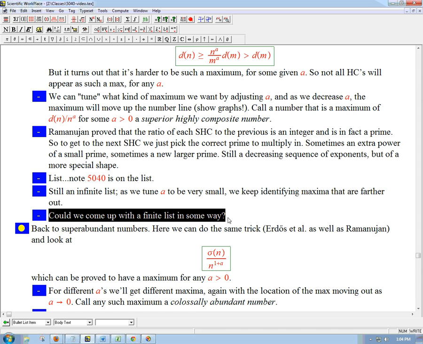As I said at the start of this video, could we actually come up with a finite list in some way? That's an interesting question. And what we're going to do is the same kind of trick that Ramanujan did with d of n. We're going to do it with sigma, and that'll be in the next video.